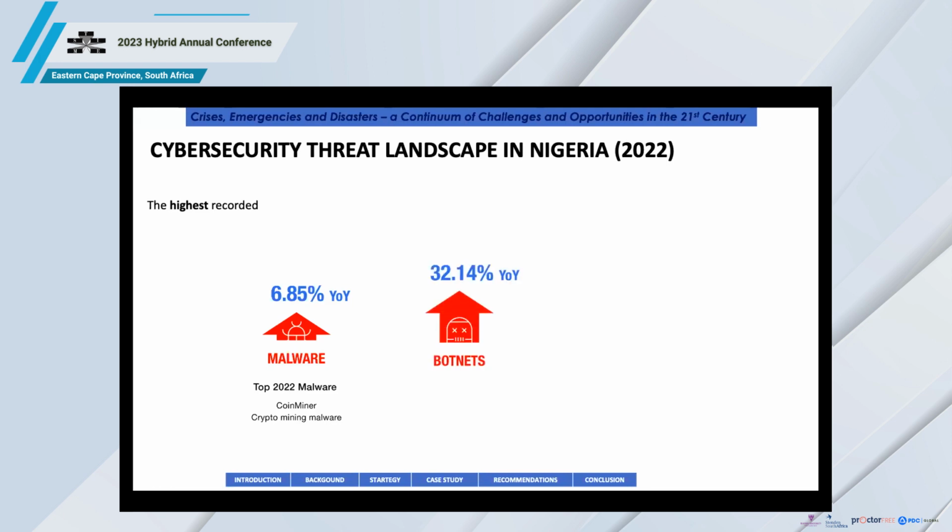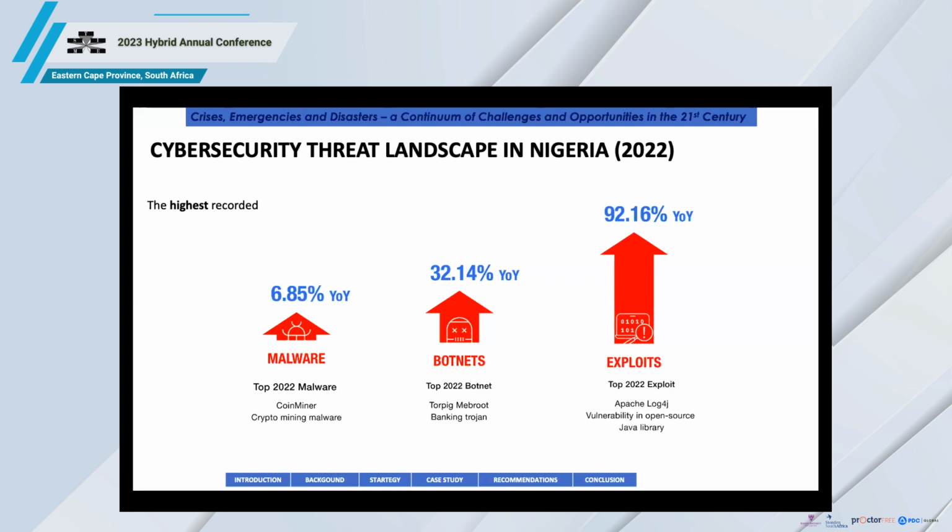Then we also had an increase in the use of botnets. So we know botnets are used to perform coordinated distributed denial of service attacks. Some of these botnets include the banking Trojan, which is very, very popular and also created a lot of menace within the financial industry. There was also an increase in exploits, approximately 95%, that were injected. We have the Log4j, which globally affected not just the Nigerian case, but the vulnerability in open source Java libraries as well, that had to be updated and patched almost daily.